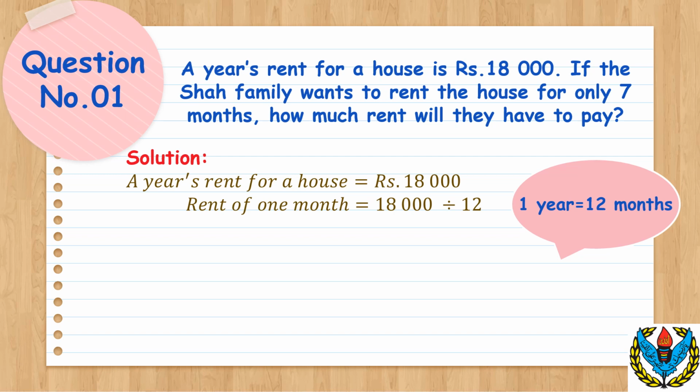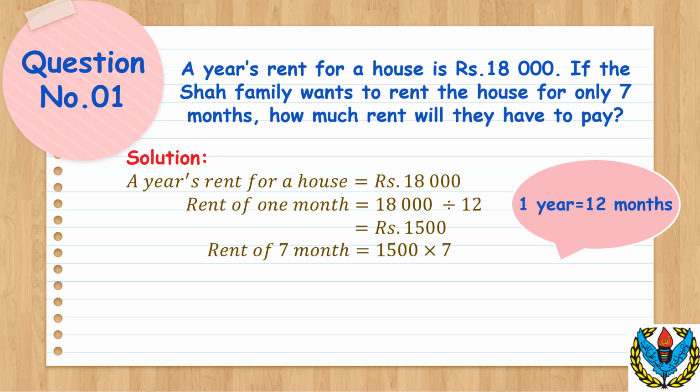Unitary method requires us to do what? The first step is to find out the value for single unit. So 12 months rent is given. We find out the rent for 1 month. How do we get that? We divide 18,000 by 12 and we get 1500 rupees. Let's move on to the next step.